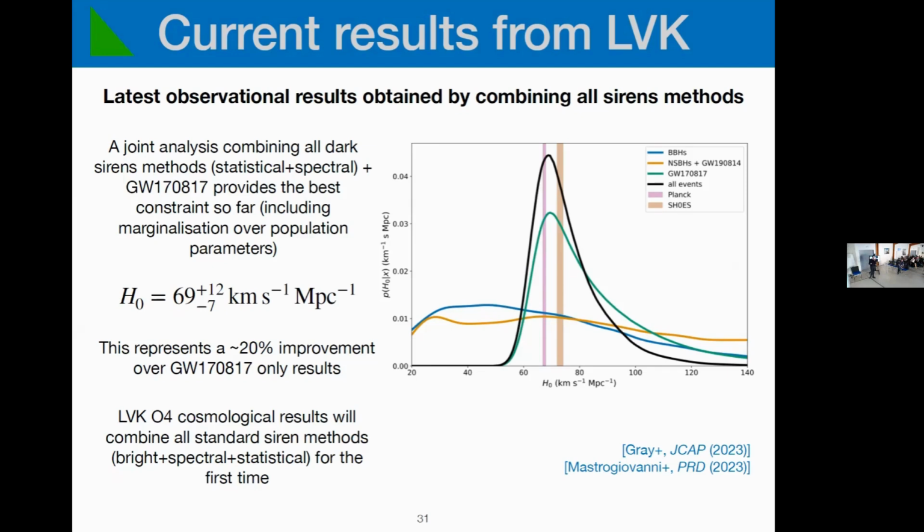What you get is basically the same results, more or less, that we got from the LVK for O3, but now we are fitting also for the population parameters. So this includes a fit on all the population parameters. And as you can see here, by including this fit, the posterior broadens a bit, and we are still dominated by GW170817, but in any case, adding the information from dark sirens, we still get a 20% improvement on the measurement of H0. What we expect at some point, maybe O4, maybe O5, if we don't detect more counterparts, is that dark sirens will eventually become more constraining than GW170817.